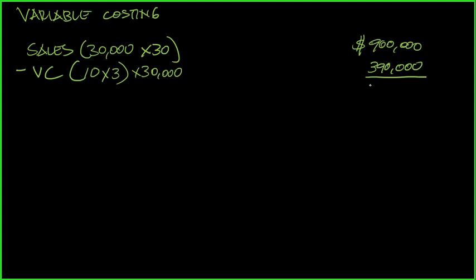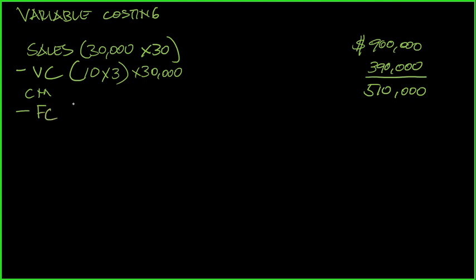There you go. So 900 minus 390. This will be 510. That's your first line of defense, and it's called your contribution margin, the amount that you're going to use to recover your fixed cost.